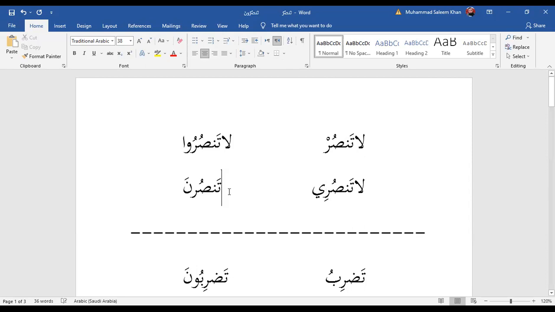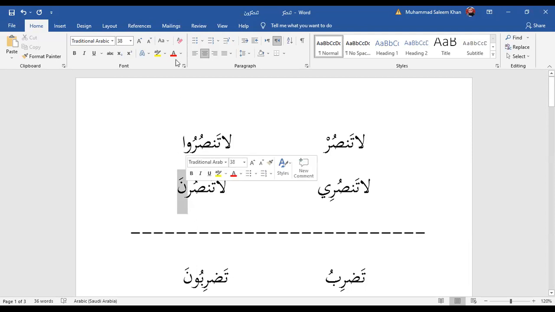Okay, so we have the feminine plural. So what will we do here now? This will not drop at all because it is mabni, stuck to the verb. There will be no change. La tansurna, because the noon is mabni, so it will not change. So it will be la tansurna.